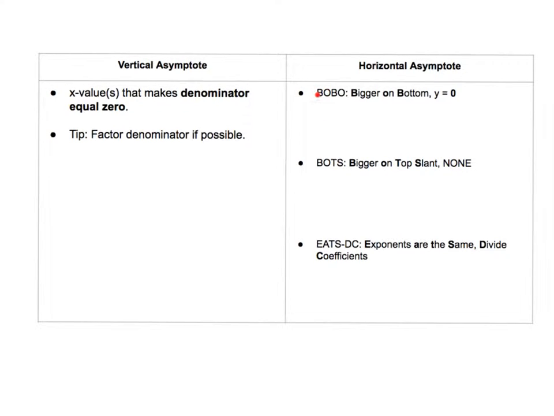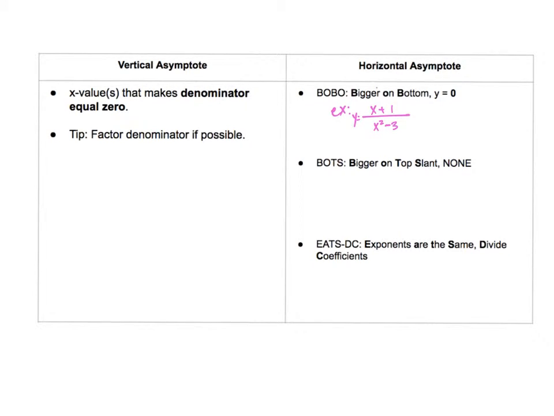BOBO represents bigger on bottom 0. This 0 here represents y equals 0. So let me give you an example. Let's say that we have a rational function that looks kind of like something like this, okay? So what I mean by bigger on bottom is that I'm looking for the bigger exponent. Is it on the top? Is it on the bottom? In this case, the biggest exponent in the numerator is x to the first power, whereas the bottom here is x to the second power. So in this case, the bottom's the winner. The bottom's bigger.